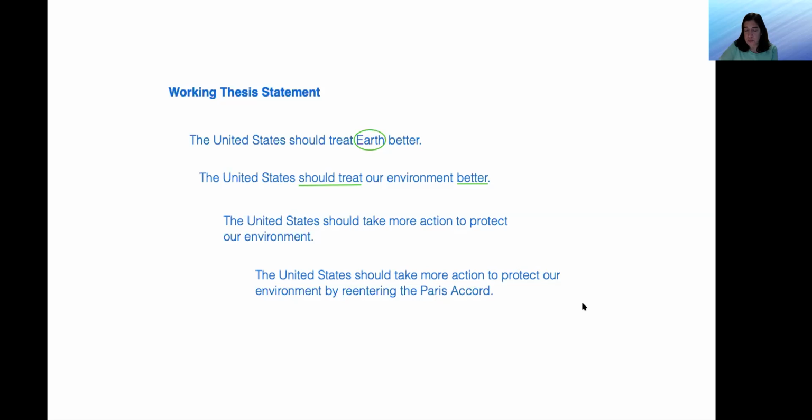So I could probably improve this even more, but this is a pretty good working thesis statement. Again, it's more specific than what we started out with, and you can see how we progressed. And that is just a quick lesson on strengthening your thesis statement.